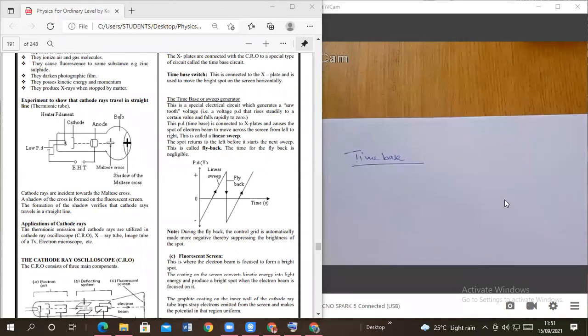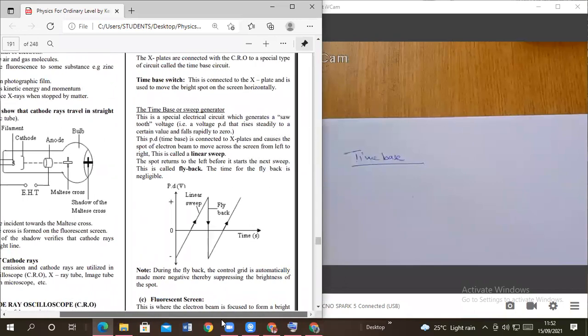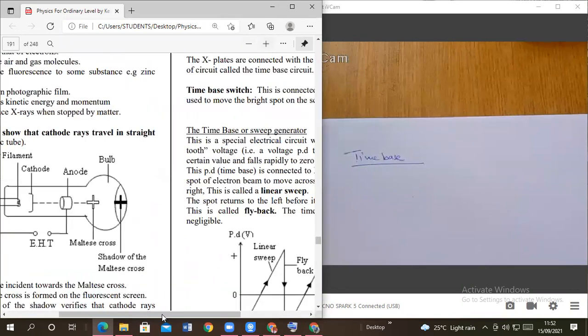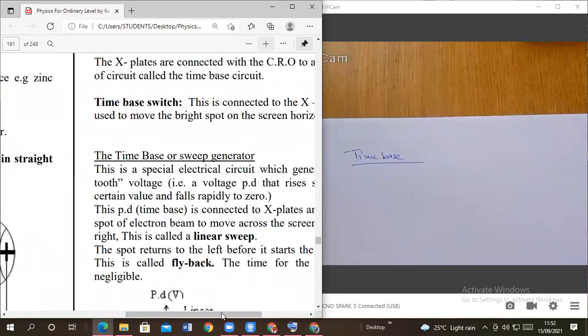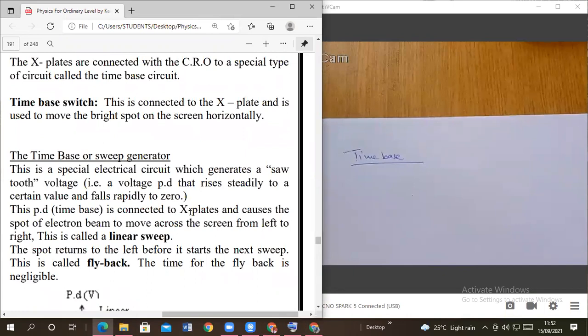So the time base is a special electrical circuit that we use on this side. A time base is an electrical circuit. It is a special electrical circuit which generates a sawtooth voltage. And this time base is always connected to the X plates.